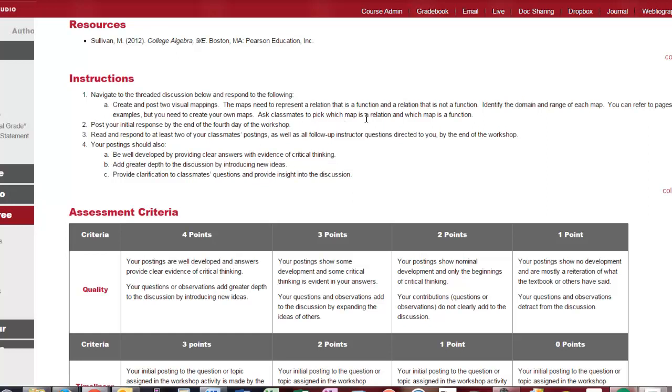Ask your classmates to pick which map is a relation and which map is a function. So when you're responding to your classmates, make sure you explain which one is a function and which one is not. And make sure you explain why it is or why it's not.